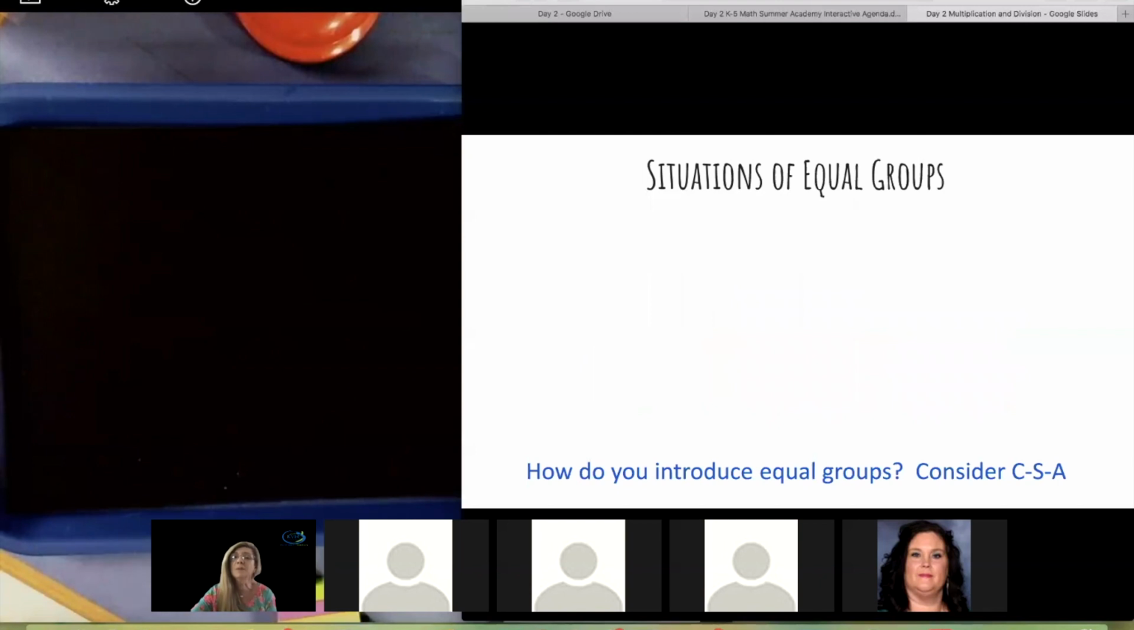So first of all, we look at the situations of equal groups. Multiplication is all about equal groups. So we have to give them lots of experiences with that. Like for example, here it says 3 equal groups of 5 pencils each. So thinking about what that actually means and what they would actually look like. So it would be 3 equal groups.